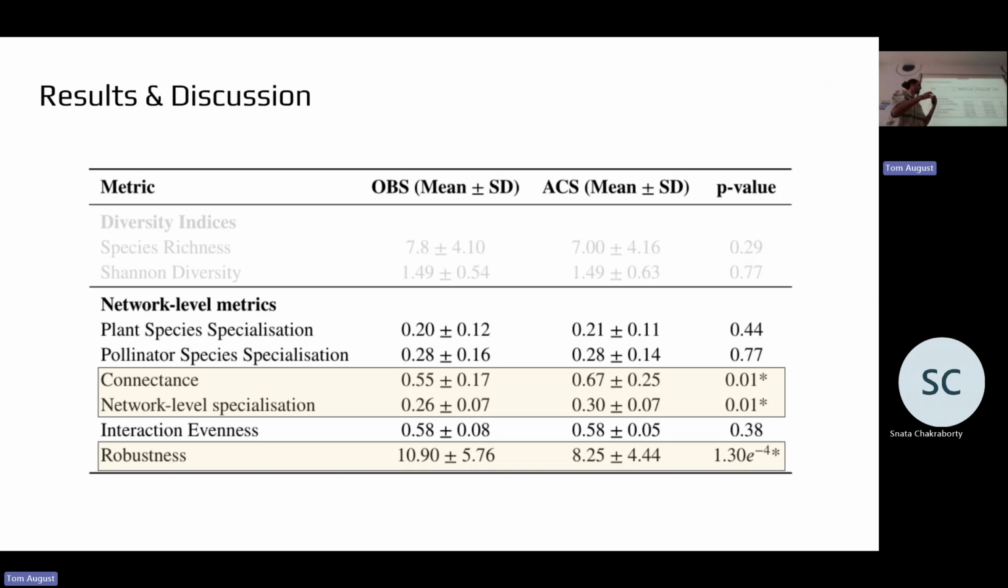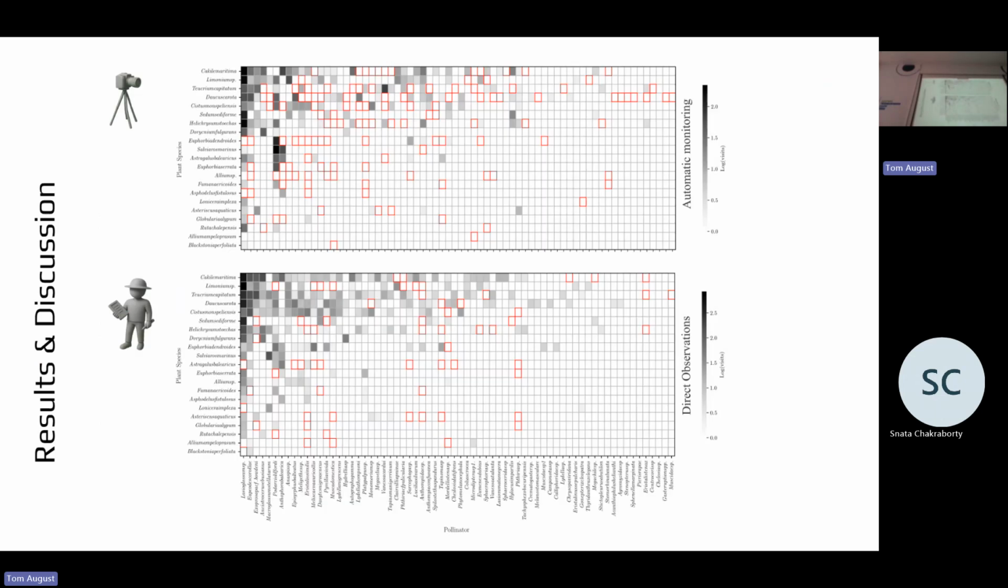This makes more connections among all the possibilities and more network specialization, meaning those specialized interactions where one specific bee goes only to one kind of flower. So they were more detected with the automatic camera system. That's why it's a bit increased. And the robustness is lower because those specific interactions are more prone to disappear.